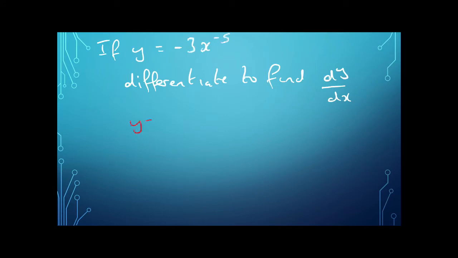So we've got y is equal to negative 3x to the negative 5. So there's a relationship between x and y, and we're being asked to find dy/dx. And we'll talk about what that actually means in later videos. We're just going through the process at the moment. Okay, so we multiply by negative 5, and we subtract 1 from negative 5, which is negative 6, and negative 5 times negative 3 is positive 15. So dy/dx is 15x to the negative 6.